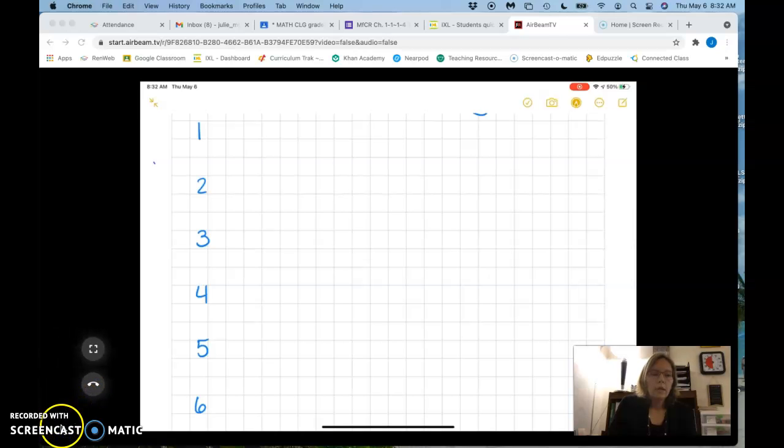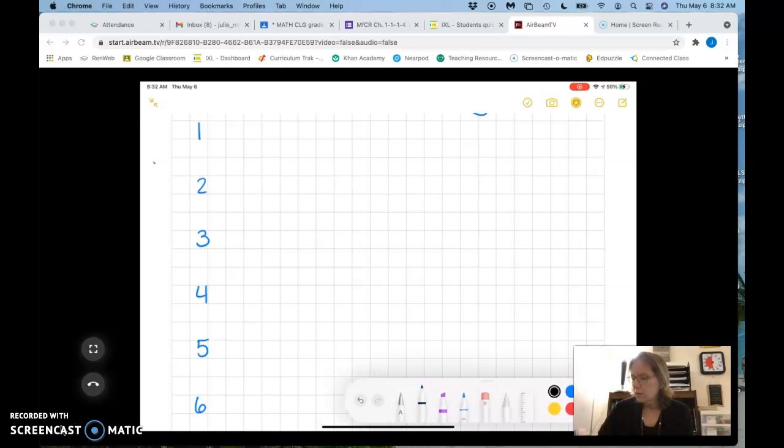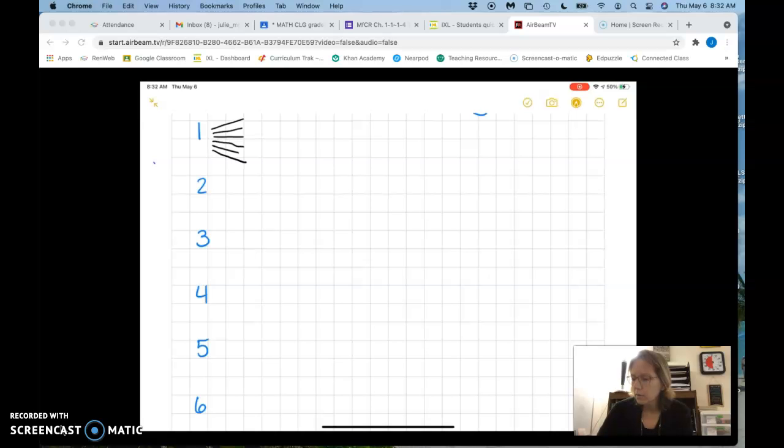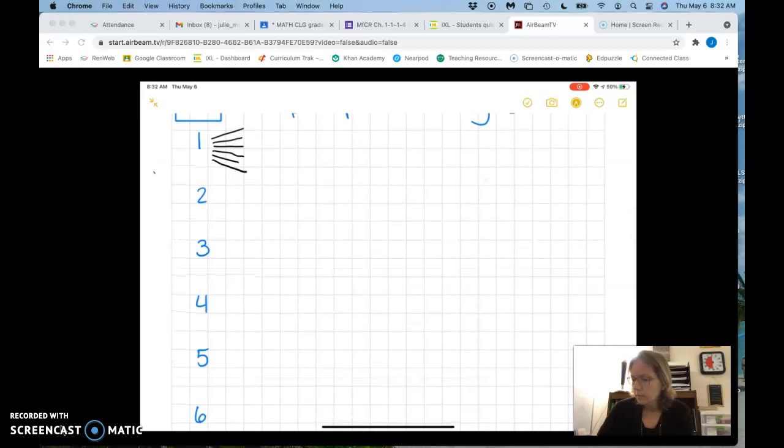Now, if we roll a 1 on the first die, on the second die, what could we possibly roll? A 3. What else? 4. What else? 5. Yep. 6. Yep. On the second die, we have the chance of rolling any number 1 through 6.